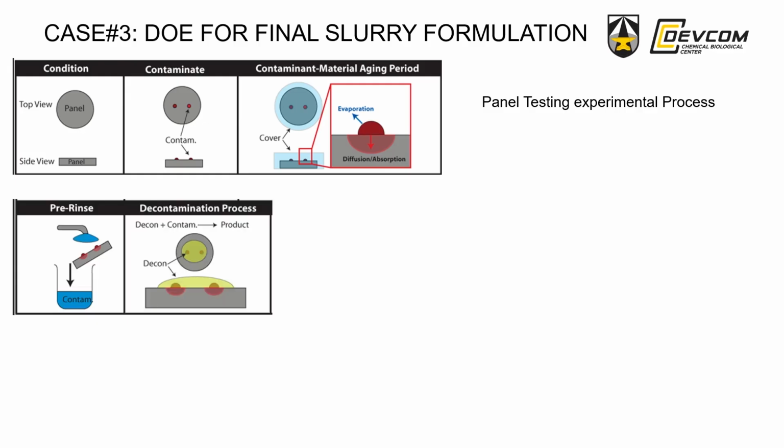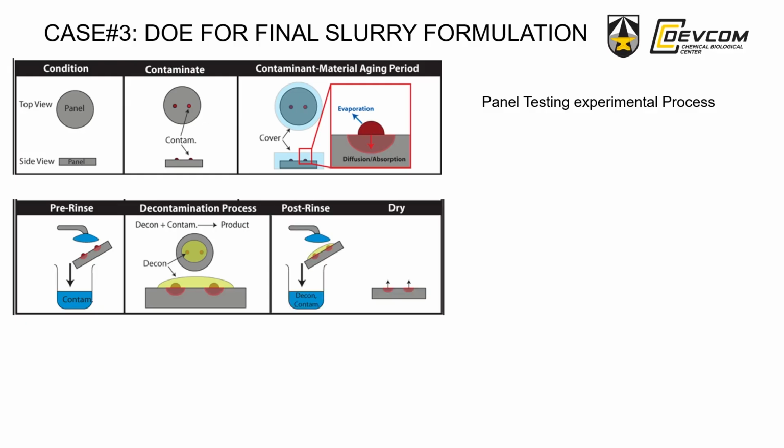Then the decontaminant goes down. It's like the yellow slurry that we're showing here. It sits there for a certain amount of time. We do a rinse. We dry the panel. You can see some agent is retained in or on the panel.